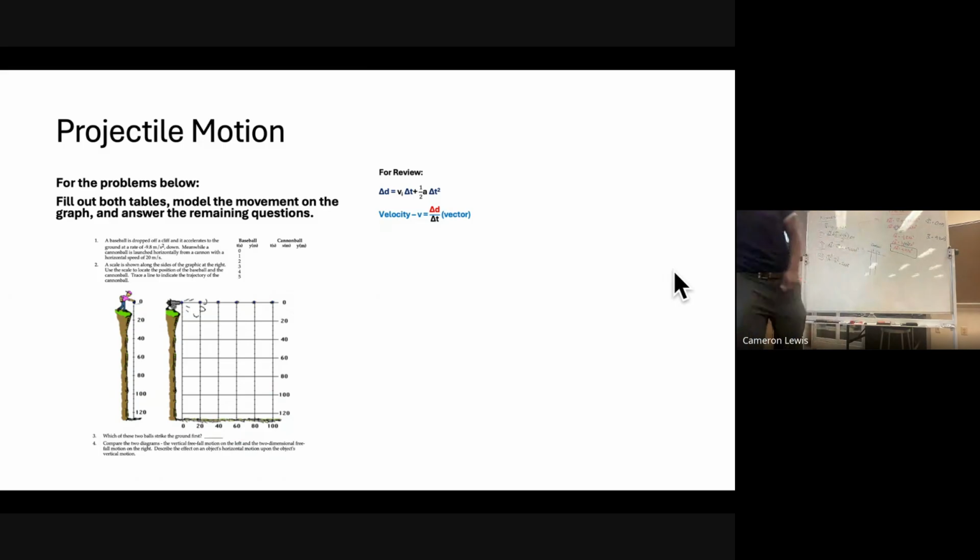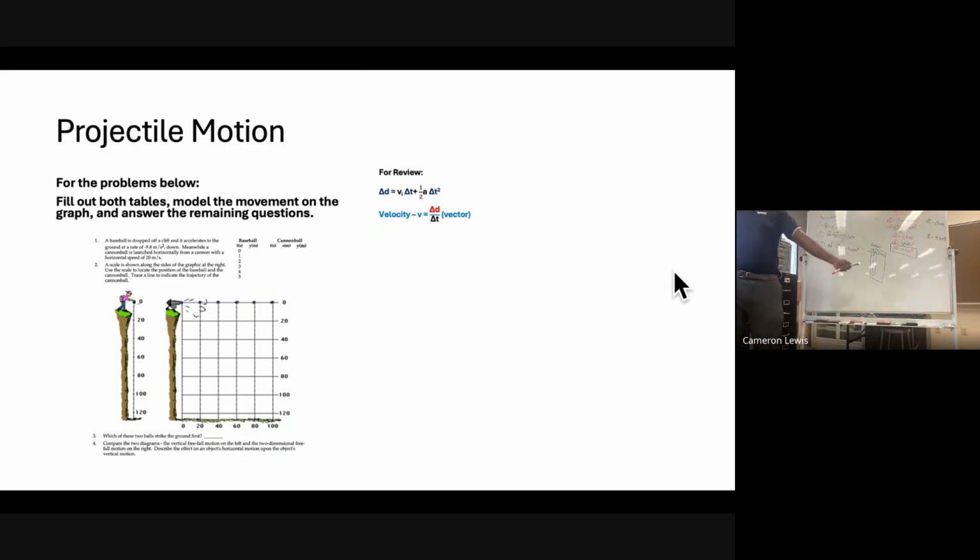And so for the different times, we have 0, 1, 2, 3, 4, 5 seconds. We want to find out the Y. So this is in seconds, and the Y would be the meters. This is where we like the displacement, right? So we want to figure this out for the baseball, right?